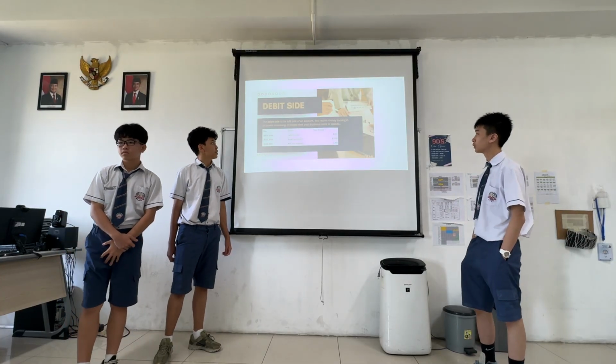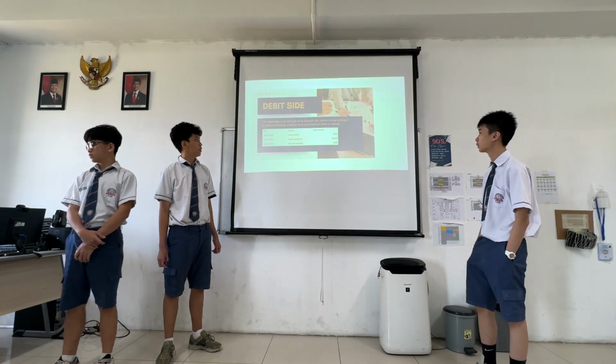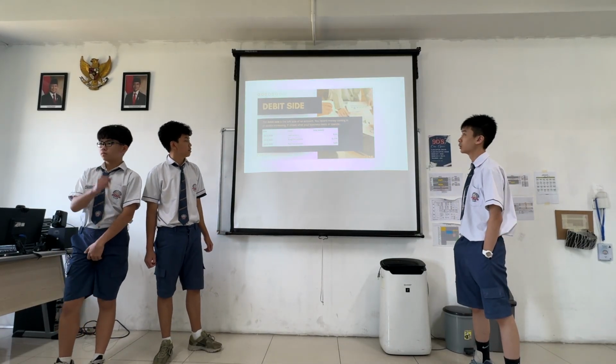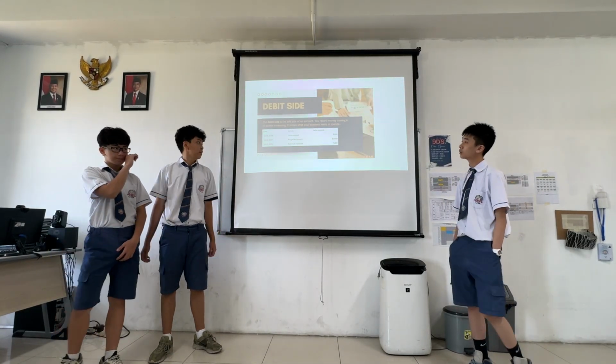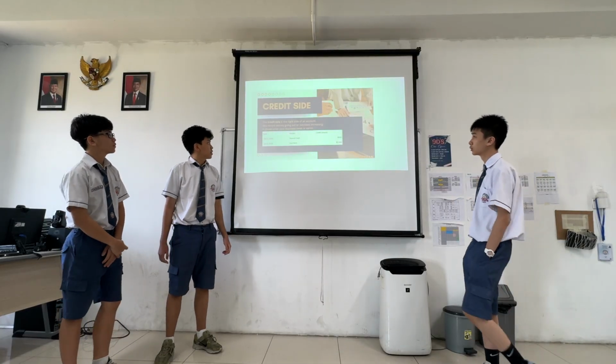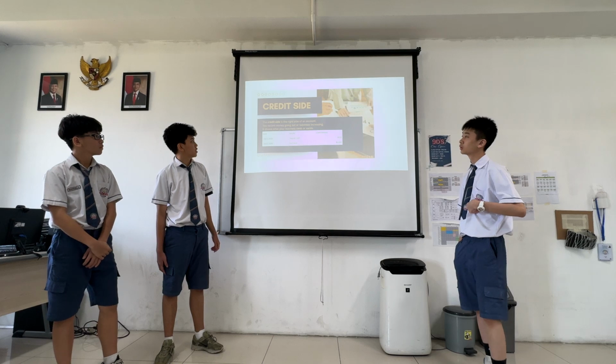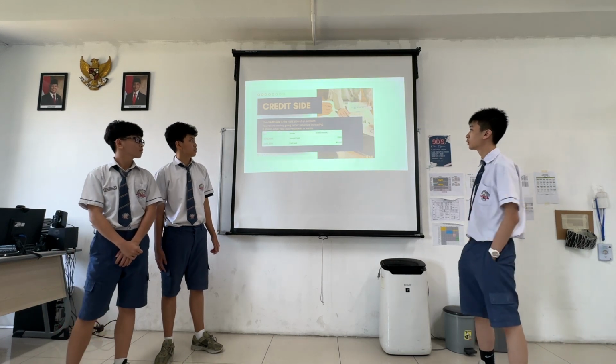The debit side. The debit side is the left side of the account. You got money coming in or assets increasing. It shows what the business owns. The credit side. The credit side is the right side of an account. You got money going out or liabilities increasing. It shows what your business owes or earns.